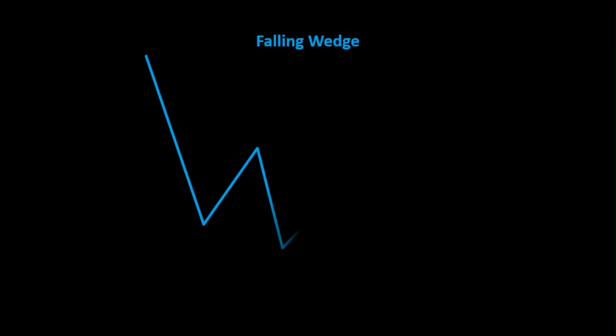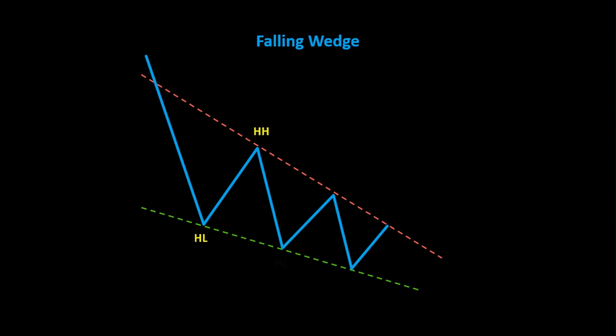Similarly, the falling wedge is a bullish reversal pattern, where the price forms lower highs and lower lows within a narrowing downward range. When a falling wedge forms at the bottom of a downtrend, it indicates weakening bearish momentum and the potential start of a bullish trend.